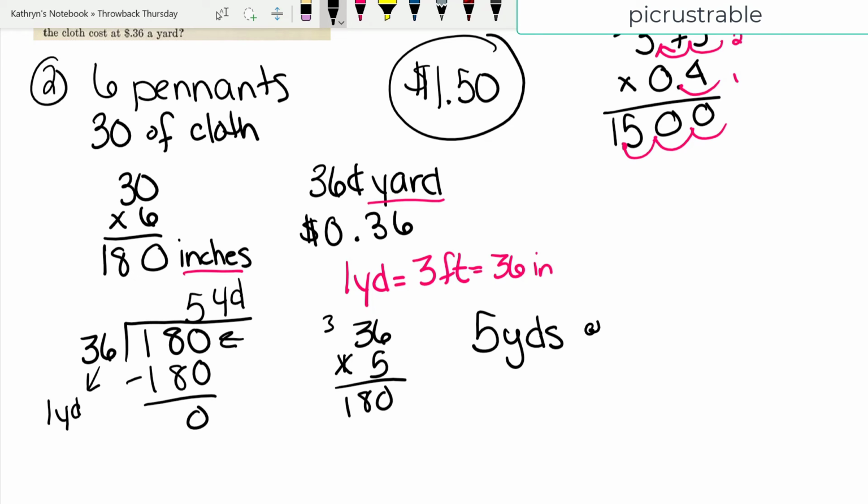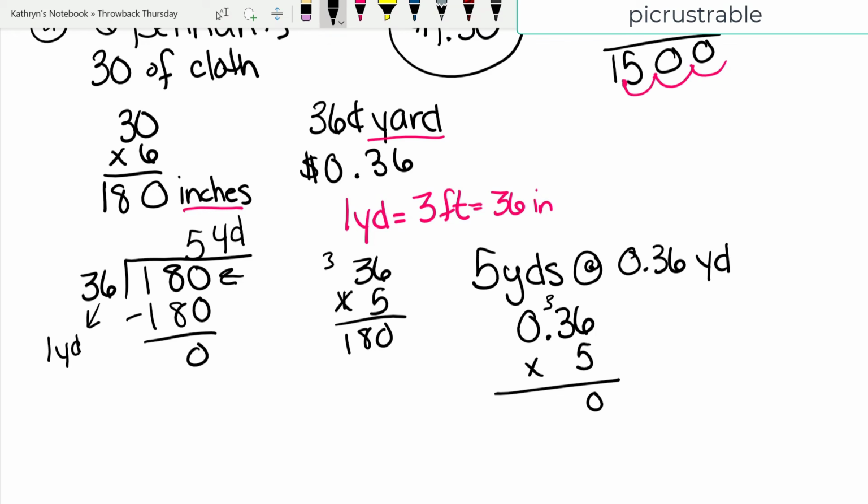Now, if that is at 0.36 dollars a yard, yep, we're going to take 5 times 0.36. The easiest is just to write it like this. 6 times 5 is 30. 5 times 3 is 15, 16, 17, 18. 5 times 0 is 0 plus 1 is 1. Now we have to count our decimal places. We have 1, 2. So we're going to go 1, 2. So it turns out that Alice is going to end up paying $1.80 for her pennants to be made.